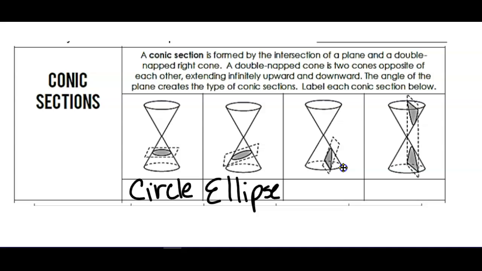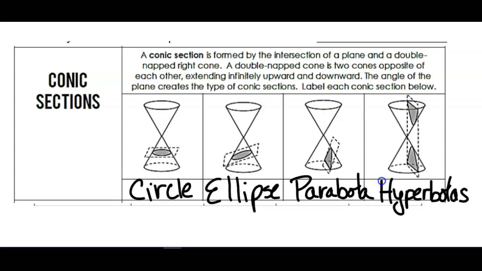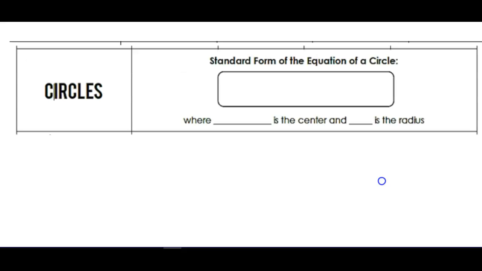Then we're going to do parabola, which you already know, but we're going to do it from what's called a focus and directrix. And then this is a new one. When you cut it perpendicular to the base, so you cut through both, you get what are called hyperbolas. We're going to study those this week. So the first one today is circles.